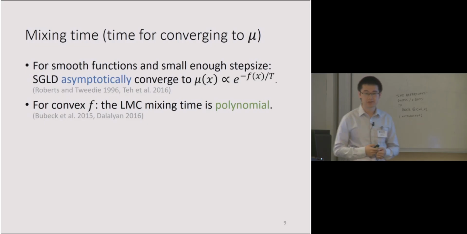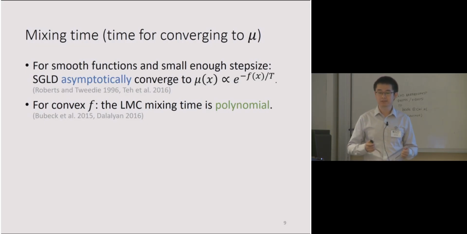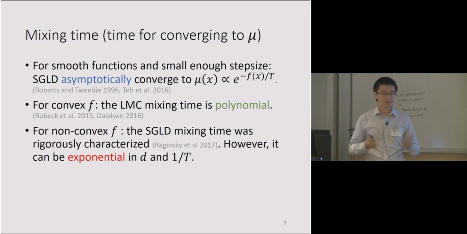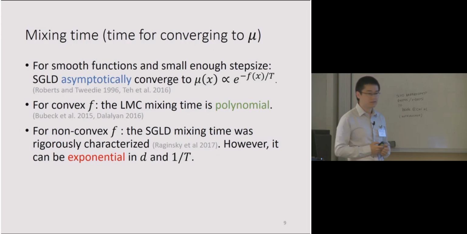So for convex functions, it has been shown that the mixing time of LMC is polynomial. But this is less interesting because we know that convex functions are easy to optimize from an optimization perspective. We're more interested in non-convex functions, but unfortunately, it has been demonstrated that SGLD or LMC can have an exponential mixing time for general non-convex functions. The complexity can have exponential dependence on both the dimension d and the inverse temperature 1/t.